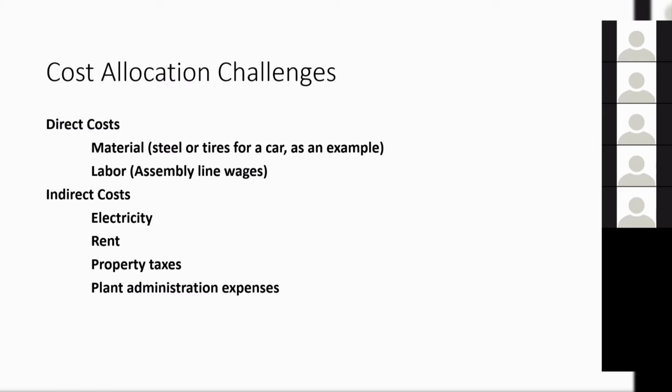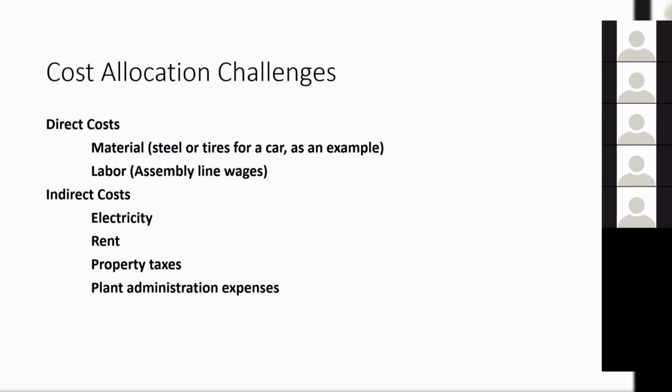Managers are much more confident about the accuracy of the direct costs of cost objects, such as the cost of steel and tires of the X6, because these costs can be easily traced to the cost object. So these are less fuzzy, okay? Indirect costs are a different story.